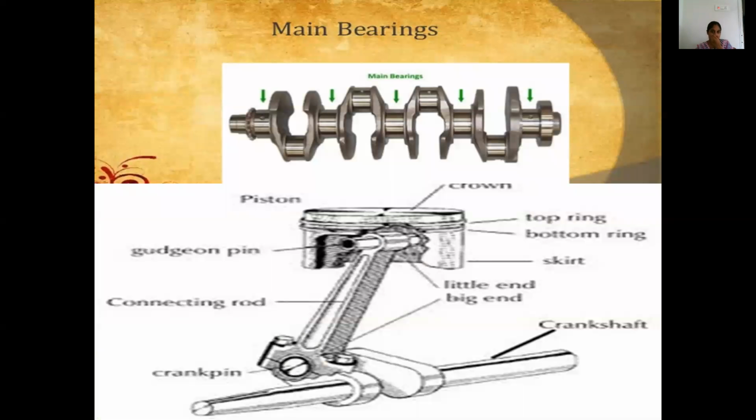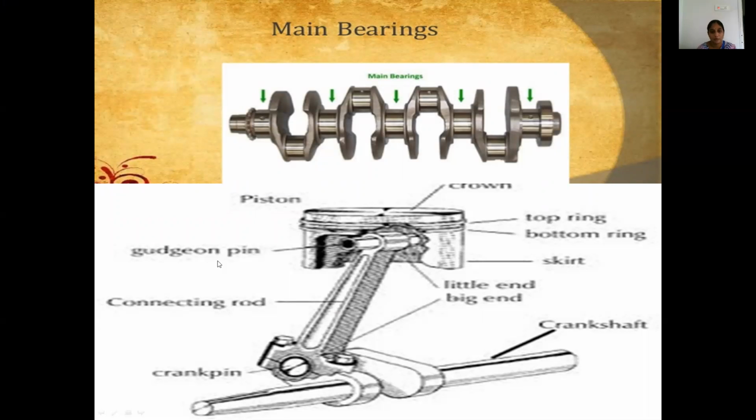Okay, this is the main bearings. This is the shaft mounted where the bearings will be fixed. It is called main bearings. This is the shaft and this is the shaft. The shaft which is supported by the bearings is called main bearings.